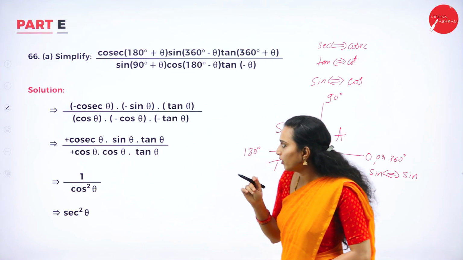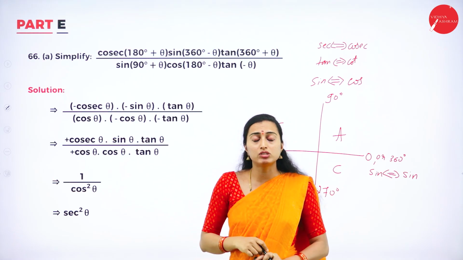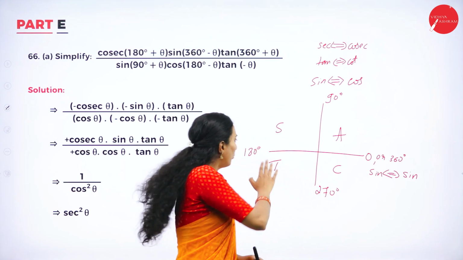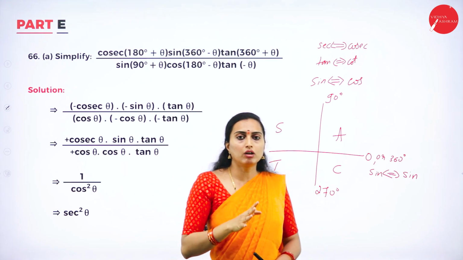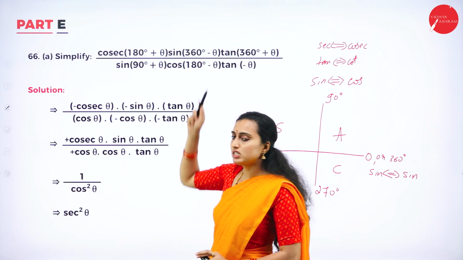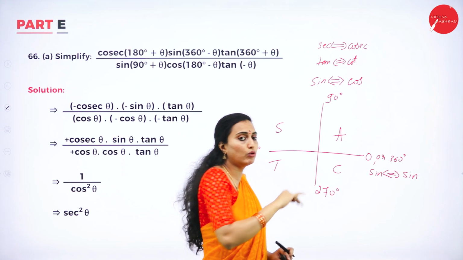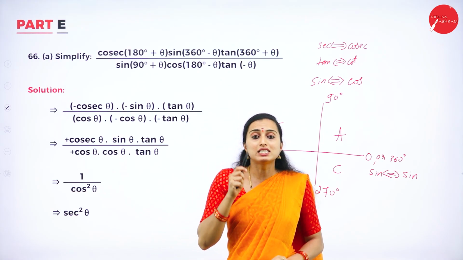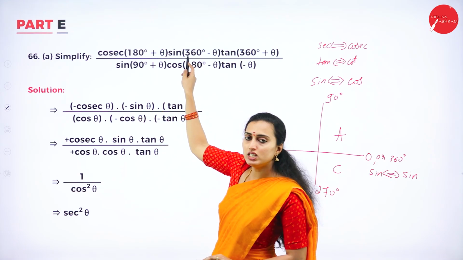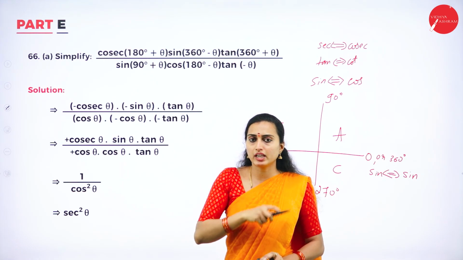Now accordingly, cosecant of 180 plus theta gives minus cosecant theta, because 180 plus theta falls in the third quadrant. In the third quadrant, cosecant is negative. Similarly, sine of 360 minus theta: 360 minus theta falls in the fourth quadrant. In 360, sine is sine only, but since it falls in the fourth quadrant, where sine is negative, it becomes minus sine theta.